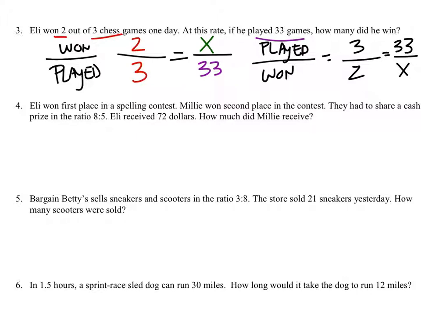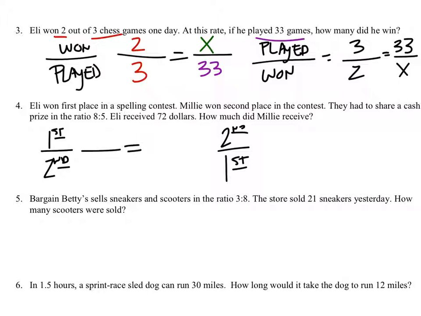So the next one, Eli won first place in a spelling contest. Millie won second place in the contest. They had to share a cash prize in the ratio of 8-5. Eli received $72. How much did Millie receive? So we've got first place, and we'll compare this to second place. But for the second set, we'll compare second place to first. And it doesn't matter which one of these you use.